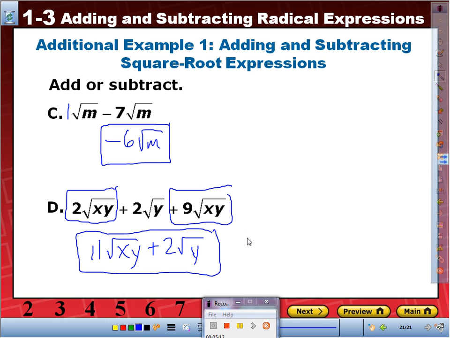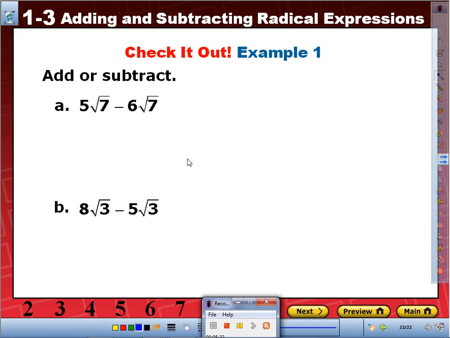Hank, if you got those two by yourself. Okay, good. Let's copy these others. See if you can do these by yourself. Copy these examples 1E and 1D, and do those by yourself, please. 5 square root 7 minus 6 square root 7, and 8 square root 3 minus 5 square root 3.